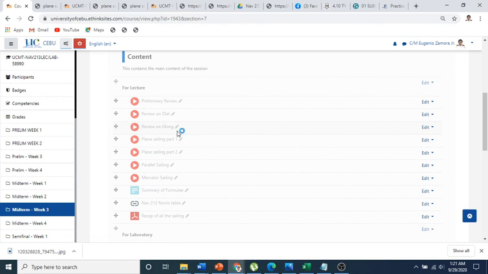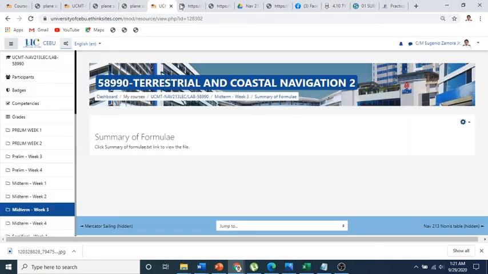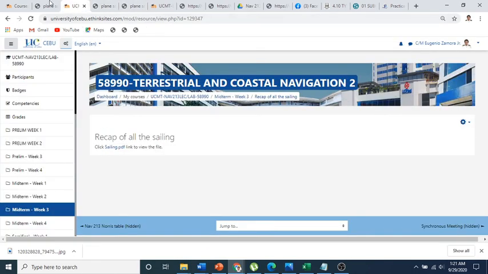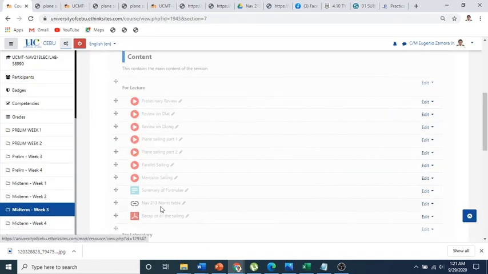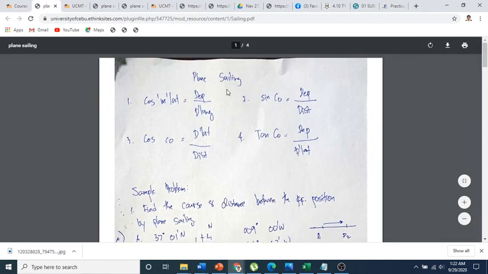I will not do all the basics because the basics are discussed in these videos. So again, this is just a quick recap. For full understanding, you must first view the videos above before you proceed here. I want to mention that the summary of formula is here. If you click it, this will be the summary of formula and recap. The table is here, and the recap of sailings. When you click it, this will be the one.